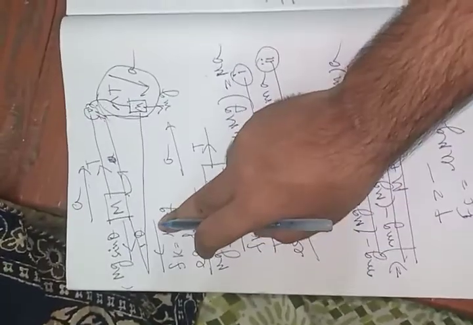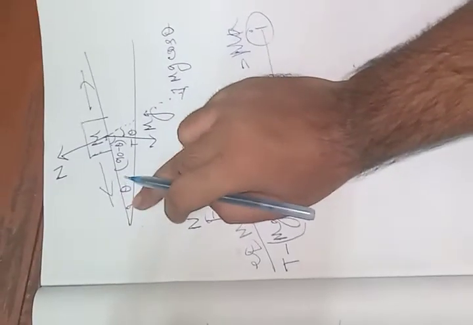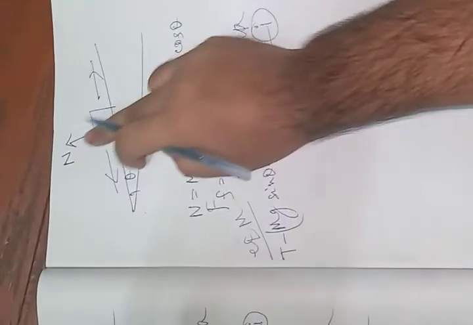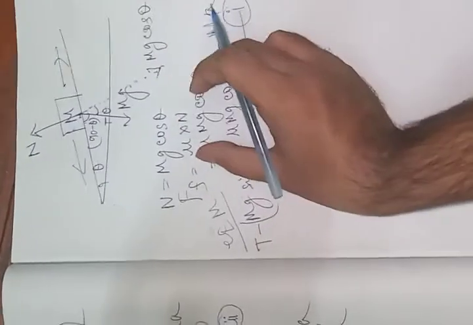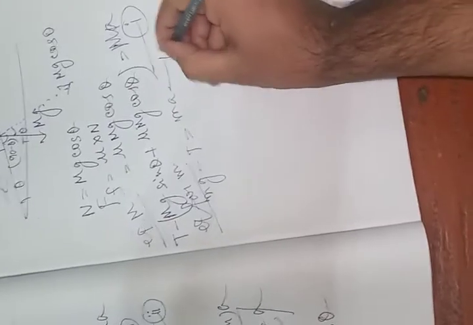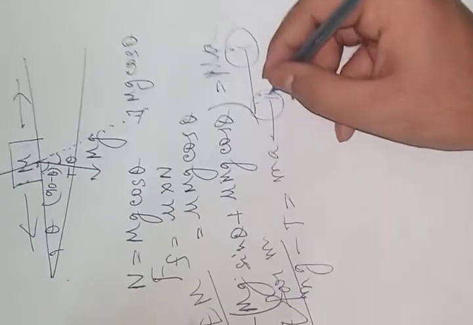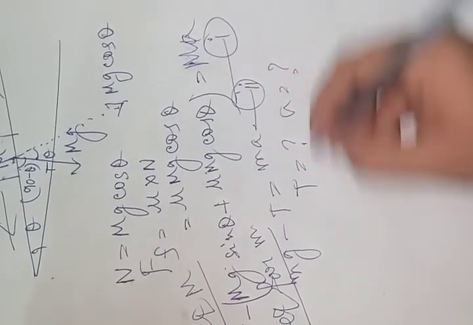Look at what I have done here. This is not mu mg, this is mu mg cos theta, because now it is on an inclined plane. The normal reaction force is exactly mg cos theta, so mu times N is mu mg cos theta. The equation for small m will remain the same, that is mg minus T equals ma, this is equation 2. Now solve this, get the value of tension, get the value of acceleration. Hope you understand, guys. Thank you for this lecture.